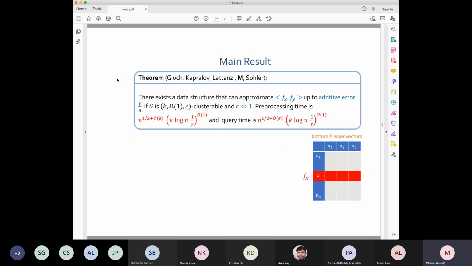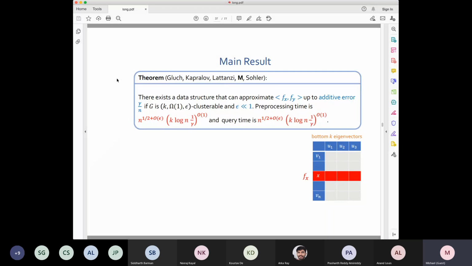Okay, so this brings us to our main result. We show that there exists a data structure that can approximate these dot products, f_x dot f_y, in the spectral embedded space, up to some small additive error, in time n to the 1/2 plus order epsilon. There are some details on this slide, but really the way to read it is that if you have a k, omega 1, epsilon clusterable graph for some small epsilon, then it is possible to get dot product access to the spectral embedding in n to the 1/2 plus order epsilon time.